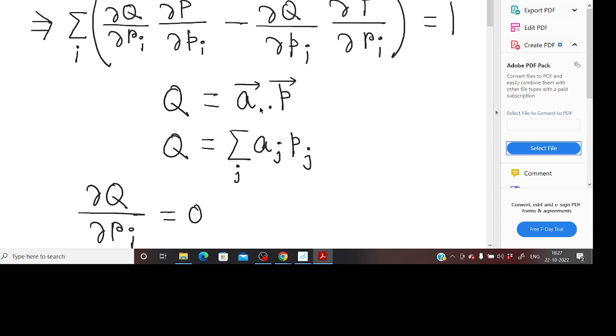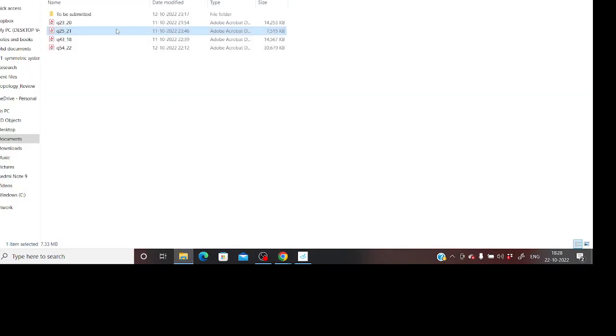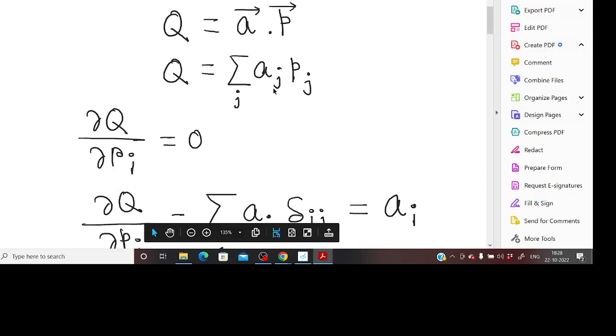So capital Q is equal to a dot p. So this you can write as sum over j of Aj into pj. So this is like you have A dot B. How do you write that? You write the x component of A vector times the x component of B vector, plus the y component of A vector multiplied with the y component of B vector, plus the z component of A vector into the z component of B vector. So let me write it here. Ax bx plus ay by plus az bz. So you all know about it, right? Yeah. So this is clear, right?